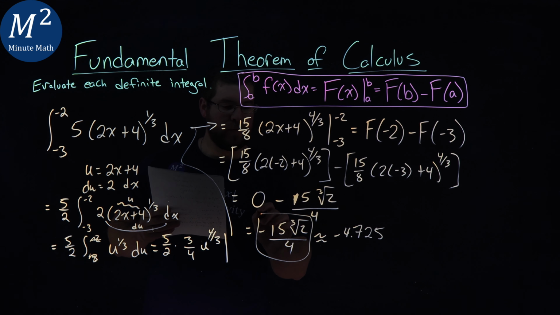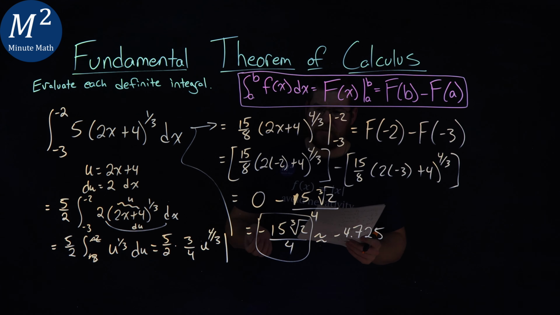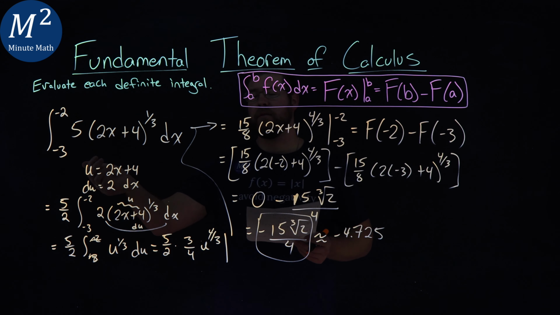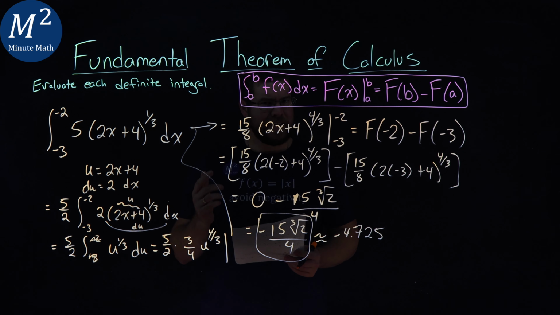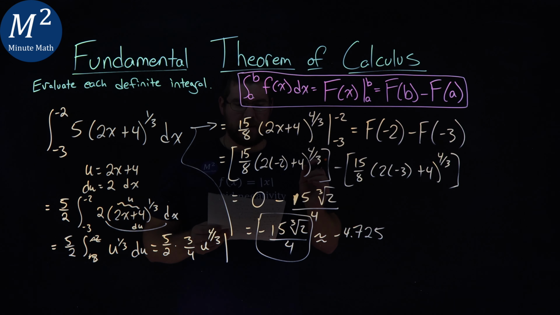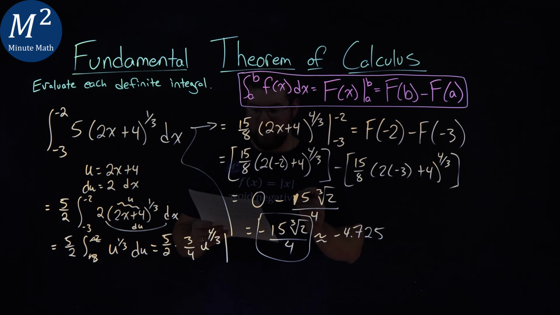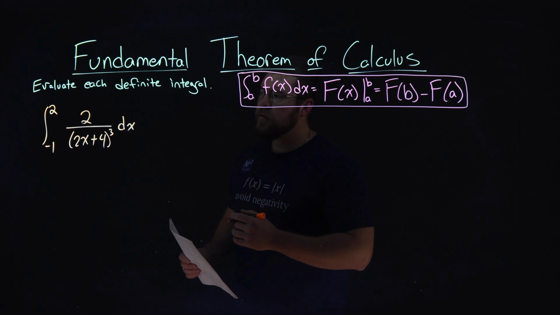Let's pick the first one. It's fine with me. And so there we have it. Our integral here from -3 to -2 of our function is -15 times the cube root of 2 over 4.